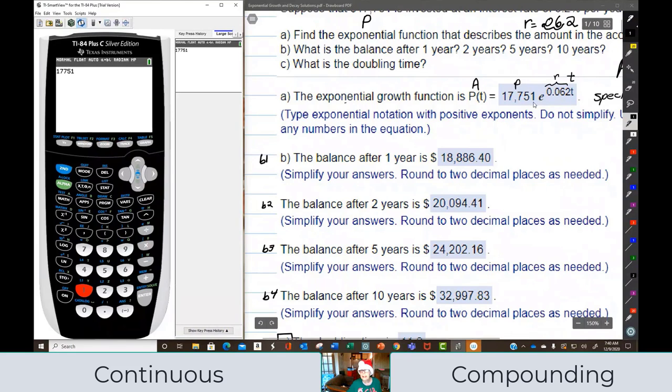17,751. Now, I can get E raised to a power by clicking on the second button and then LN. So second LN, 0.062 times the number of years the money is in the bank. And we're starting with what is the balance after 1 year. So I'm going to multiply by 1.